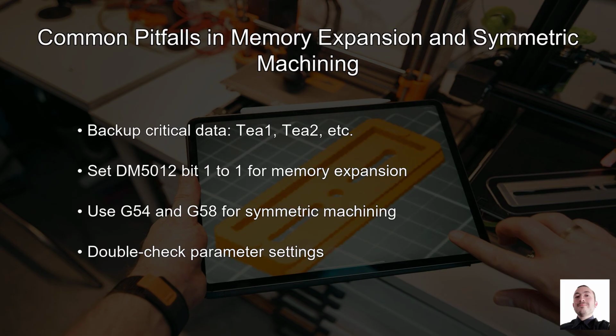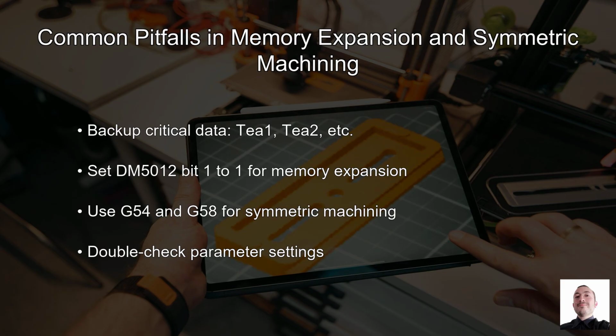Expanding memory and achieving symmetric machining can be tricky. One common pitfall is insufficient backup before memory expansion. Always ensure you back up critical data like T1, T2, and others before making changes. Another issue is incorrect parameter settings. For memory expansion, setting the bit 1 of DM5012 to 1 is crucial.